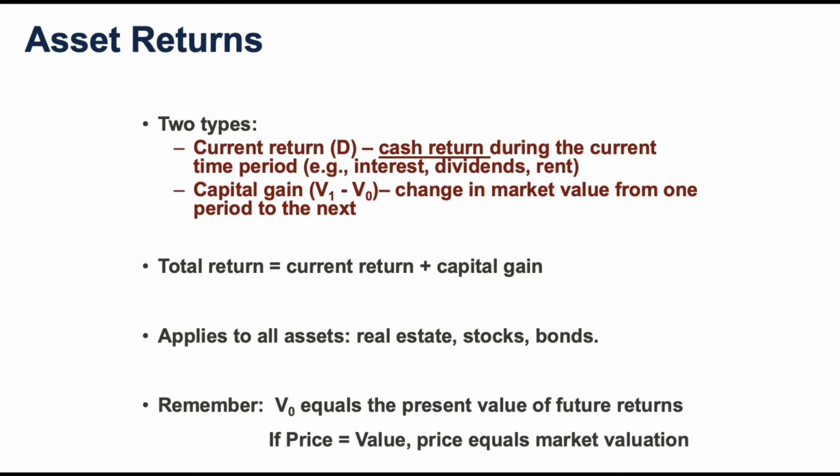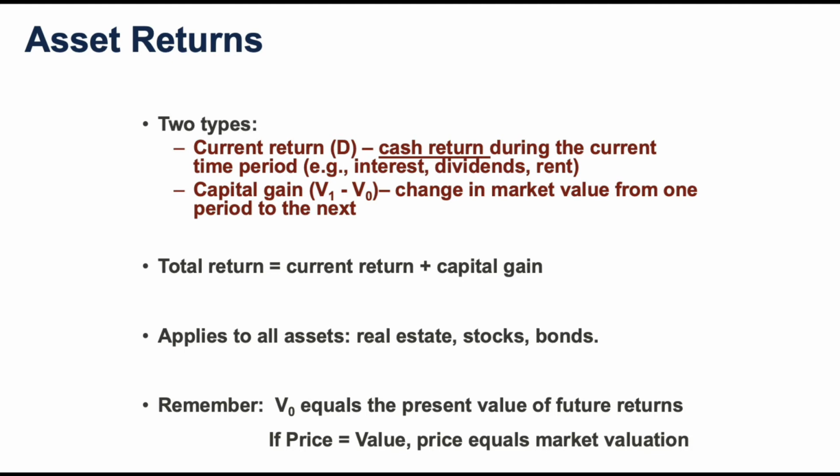Again, when we're looking at asset returns, we have two types, and this would be for historical returns. We'll be looking at the current return or the cash return during the period. It's important to remember it's cash, and it'll be interest on debt instruments, dividends on stock instruments, rent on real estate. Capital gain is then the change in the market value from one period to the next. That gives the market's estimate of the change in asset value.